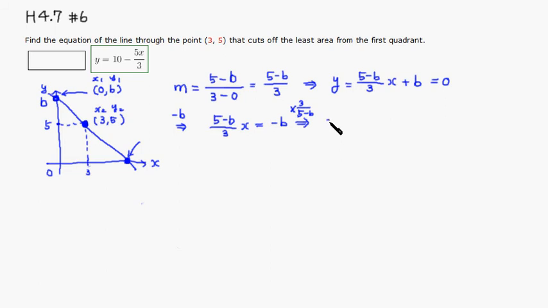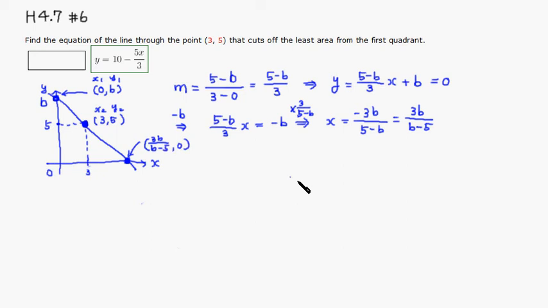So x is going to be equal to negative 3b over (5 minus b), right? Then I don't like to have a negative sign. I'm going to multiply top and bottom by negative 1. We get 3b over (b minus 5). All right. So that's the x-intercept. So this is going to be (3b over (b minus 5), 0).